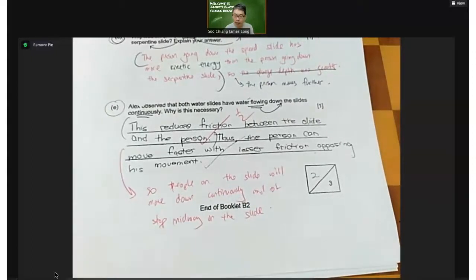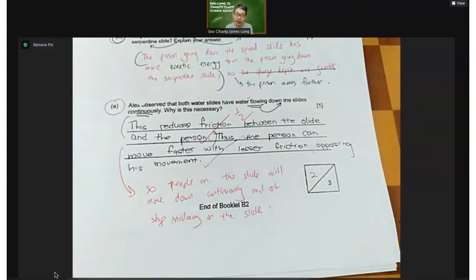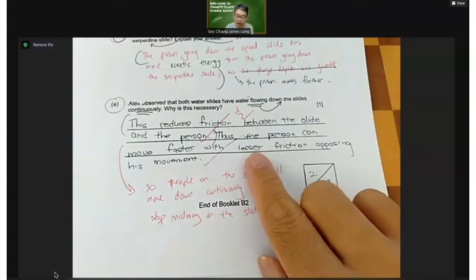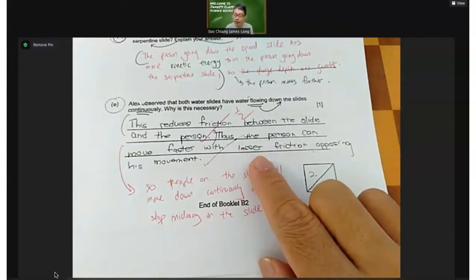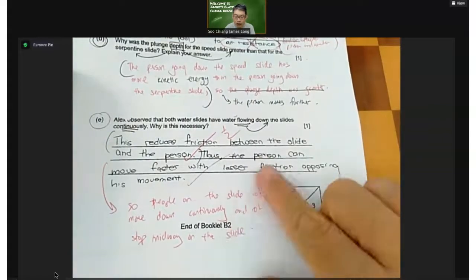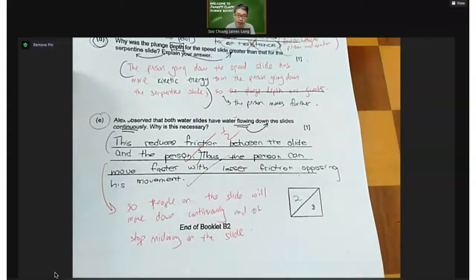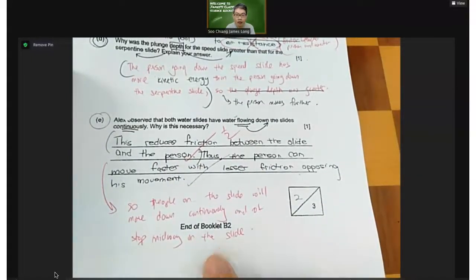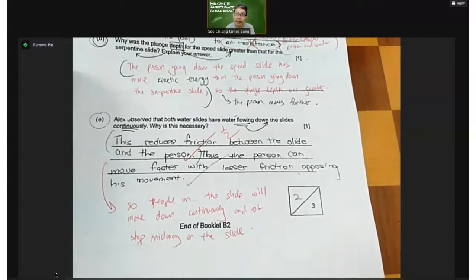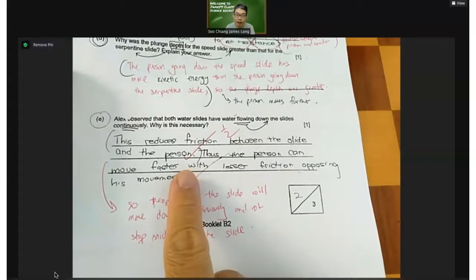Of course, your answer is acceptable as well, because another function of the slide is you want the person to move fast on the slide. So therefore, you want to have less friction. That's fine as well. So going back to this, you can see that these are two different explanations. I think yours works because it makes sense. I think mine works because it also makes sense. This is how science is like. So long as you can justify your explanation, your reason, meaningfully and link it back to the science concept.